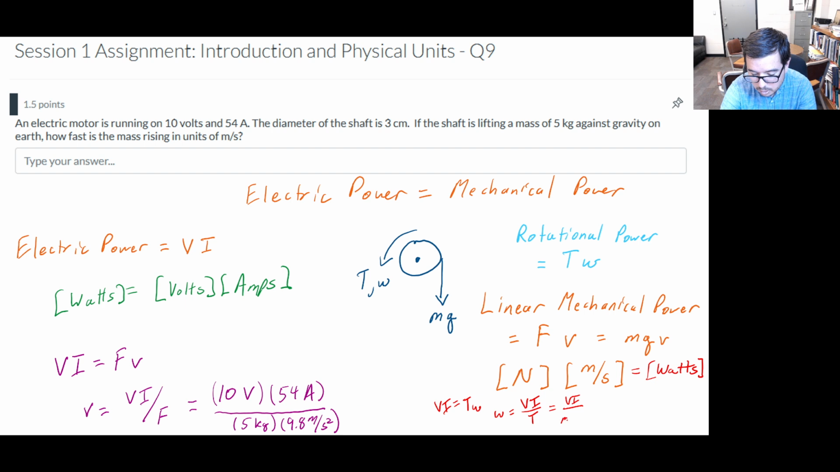over mgr. And the radius, this is a classic thing that I will continue to make as a mistake for the rest of my life, most likely, is that the radius is 1.5 centimeters. It's half of the diameter.